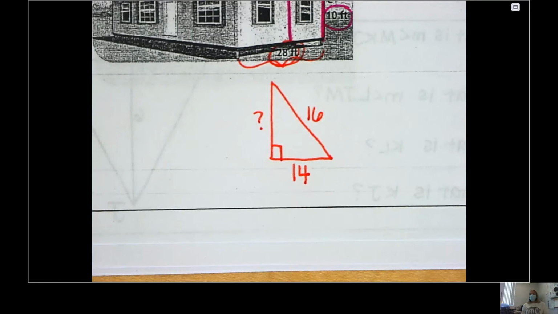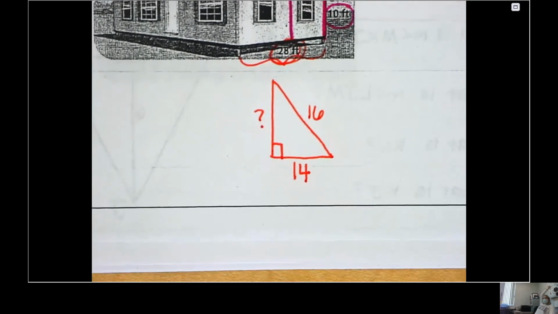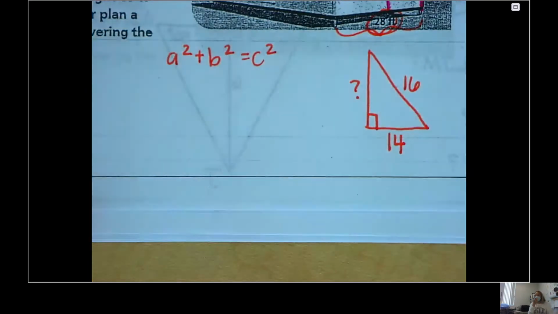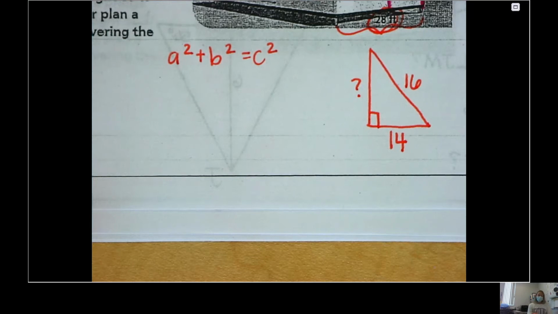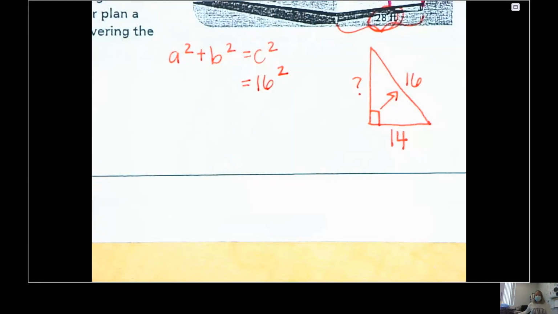So I've got my right triangle, and the theorem we use when you've got a right triangle and you know two of the sides was the Pythagorean Theorem. So we're going to use it again. A squared plus B squared equals C squared. Now remember, the C is the one across from the 90. What is your C value this time? 16. So I'm going to put a 16 in for my C value.